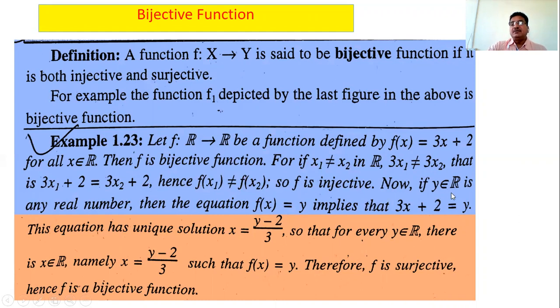Now we show the function is surjective, that is, onto. And for that, the function is onto, surjective, if every element of the codomain has at least one pre-image. Okay, if we have at least one element in the codomain which has no pre-image, then we say the function is not surjective.